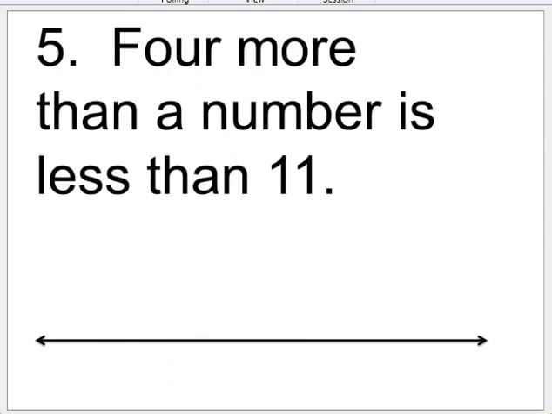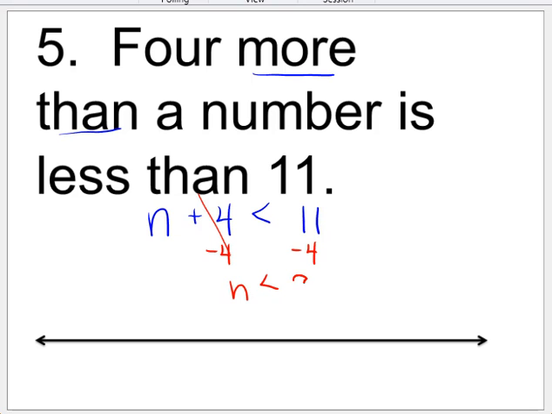The next problem is written in words, so we'll go ahead and write an inequality for it. It says 4 more than a number. We can call that number whatever we want. I'll call it n. n plus 4 is less than 11. Now we're ready to go ahead and solve that. So I'll get rid of the 4 by putting a negative 4 on both sides. That creates 0. N is less than 7.